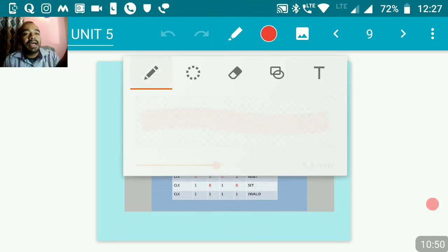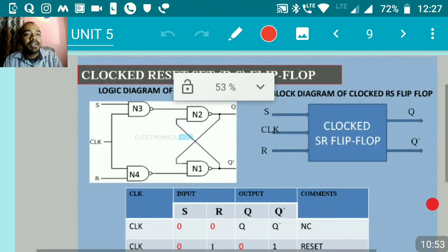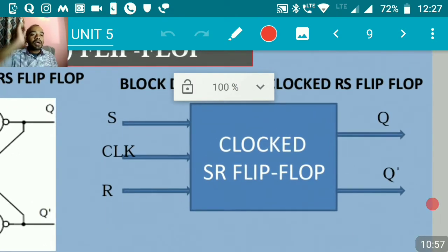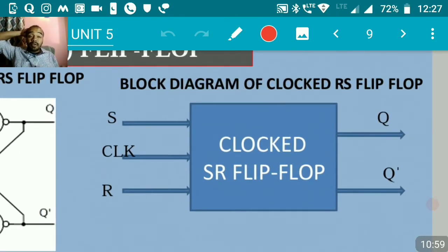Let me go to the clocked RS flip-flop. So in the clocked RS flip-flop, what happens here? Let us go to the block diagram first, the block diagram of the clocked RS flip-flop. The RS flip-flop is very similar to your clocked RS flip-flop.